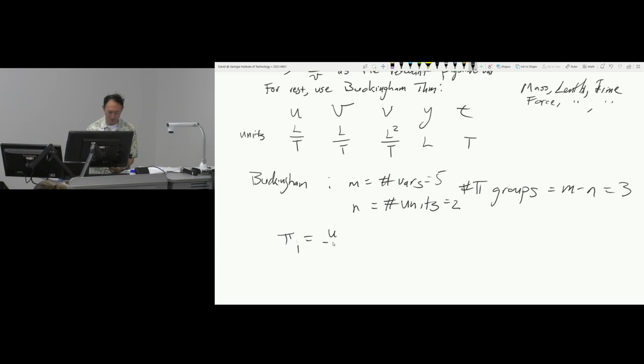Pi 1, we said pi 1 was u over v. Buckingham doesn't tell you more than that, so that's as far as Buckingham goes. It only tells you how many groups you're going to get. The rest you have to figure out yourself, in this case by inspection. Once you have pi 1, you've used up u and v, so you don't have to use them again, because Buckingham says each variable should appear at least once, and usually at most once. So I use the two velocities, but then I have to use these three in a group.